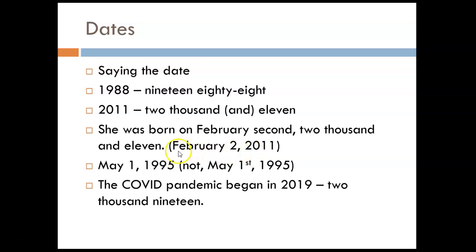You notice here, February 2nd, 2011, I say second, S-E-C-O-N-D, but I do not write the little ND at the top. Or for example here, May 1st, 1995. Some people do write May 1 ST, but you don't need to, and it's probably better not to. The COVID pandemic began in 2019.